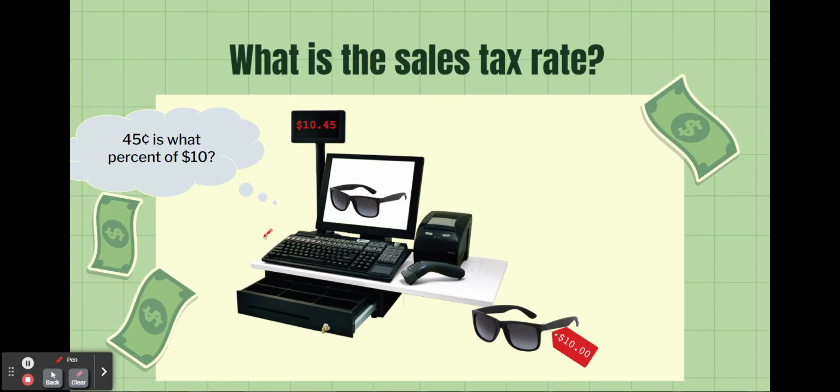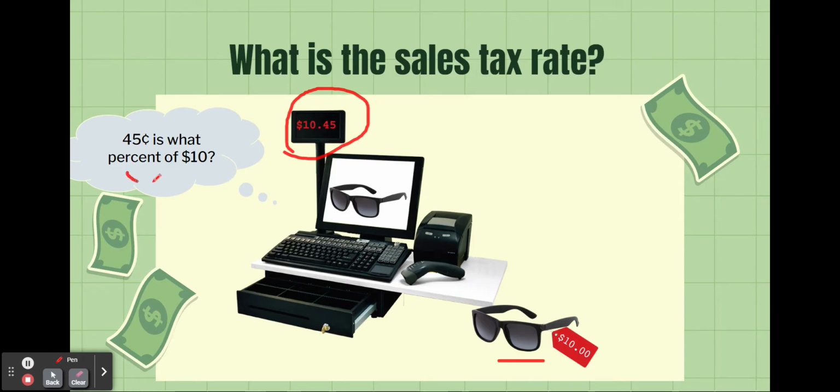Besides finding the total cost of an item given the sales tax rate, we can figure out what the sales tax rate is based on the price of the item and the total that you are charged once you get up to the cash register. So here, the sale price of the sunglasses is $10 and then the actual purchase price came to $10.45. So the difference between those two amounts is 45 cents.